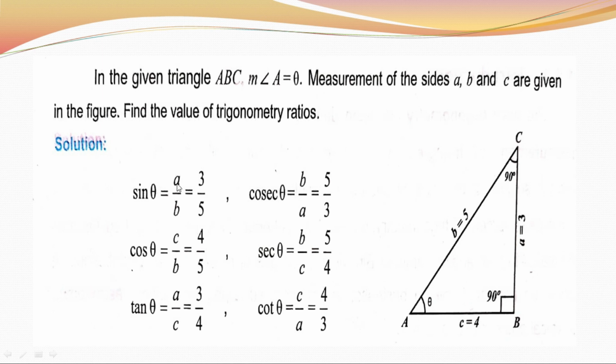Sine theta is equal to A over B, meaning 3 over 5. Cos theta is equal to C over B, meaning 4 over 5. Tan theta is equal to A over C, meaning 3 over 4. Cosecant theta is B over A, 5 over 3. You can observe the values. Secant theta is equal to B over C, which is equal to 5 over 4. Cotangent theta is C over A, which is equal to 4 over 3. These are the 6 functions of trigonometry.